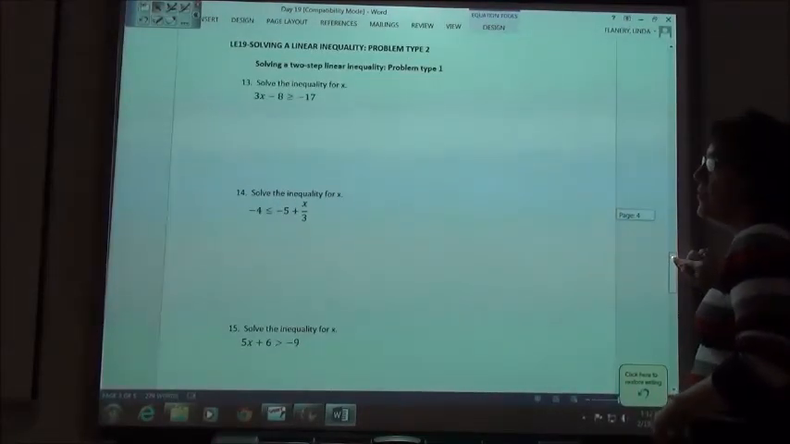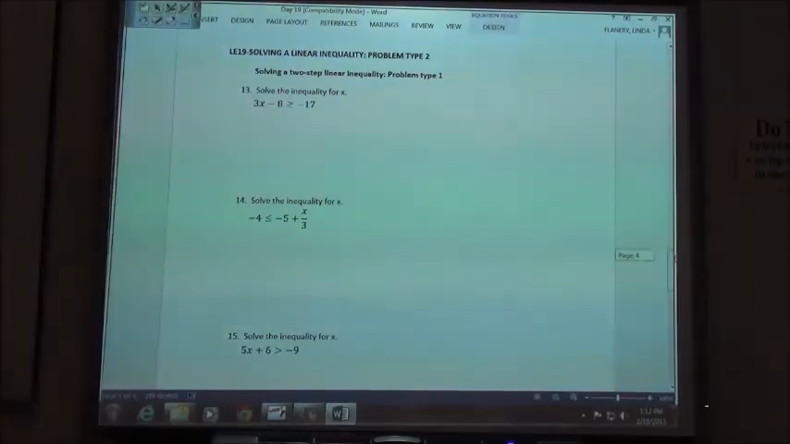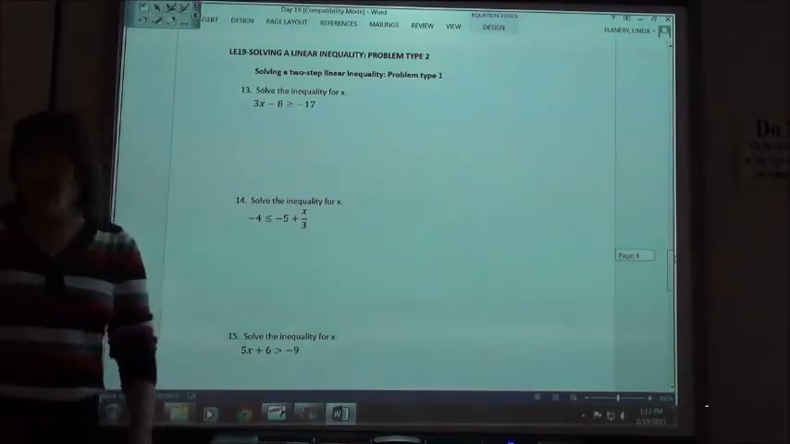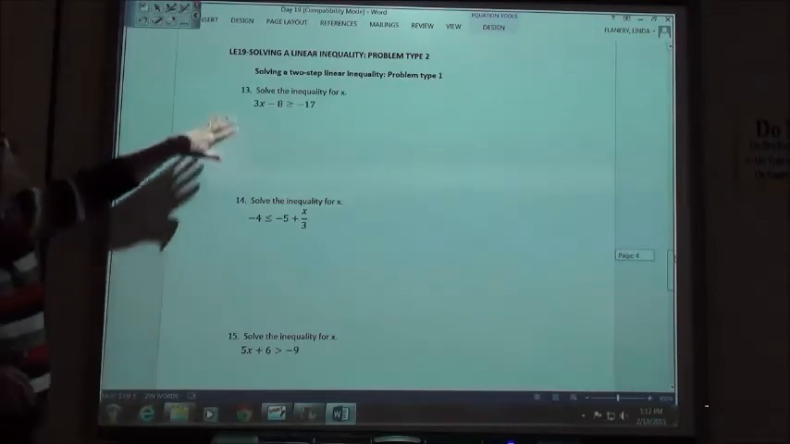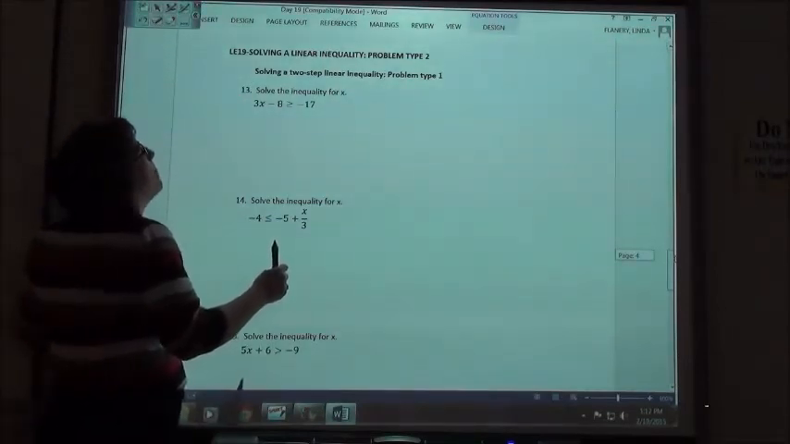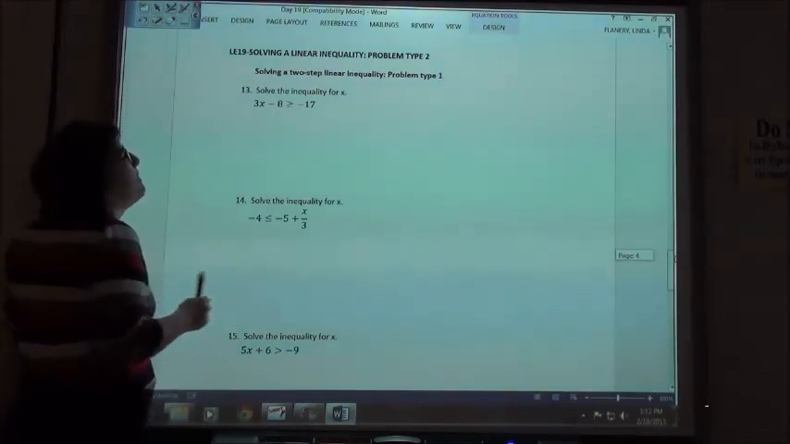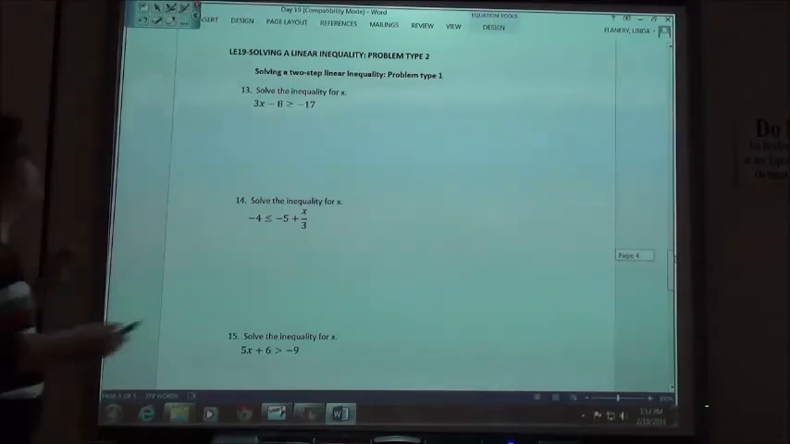So then they get into some of those two-step ones where I'm going to do my adding or subtracting first and then my multiplying or dividing second. And I have to remember on that last step, if I multiply or divide by a negative, I flip my sign. So on this one, first thing I'm going to do is add my 8.